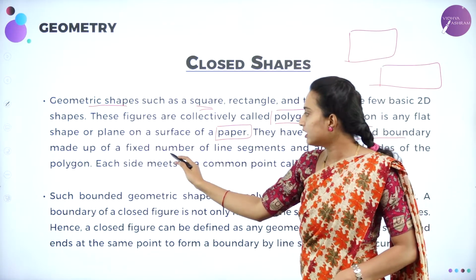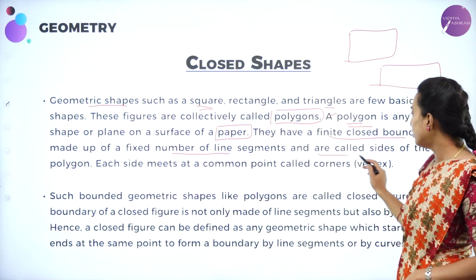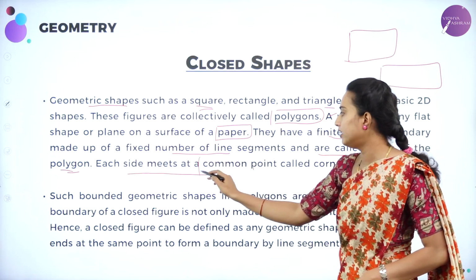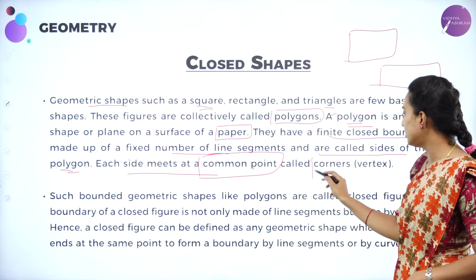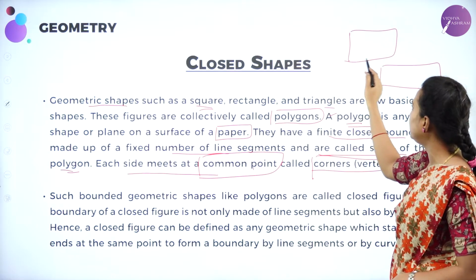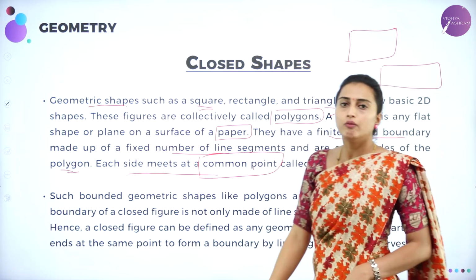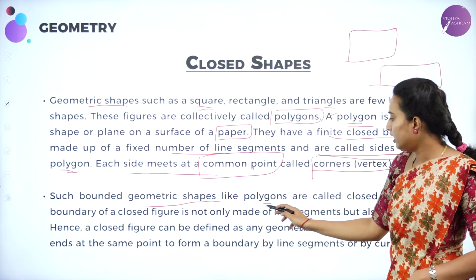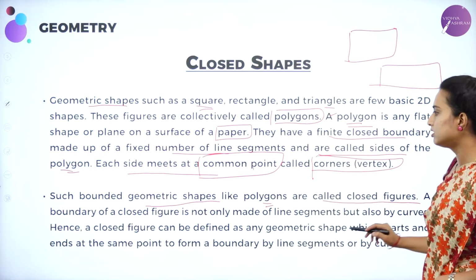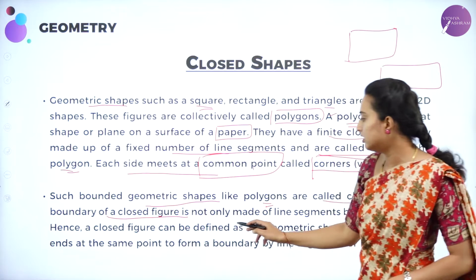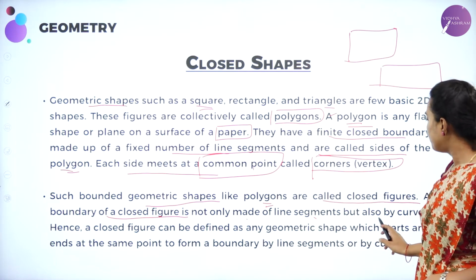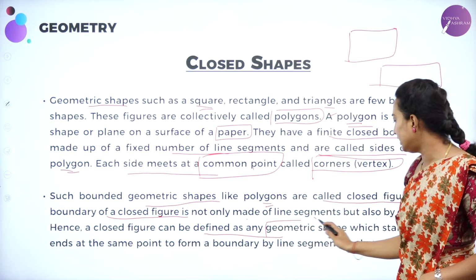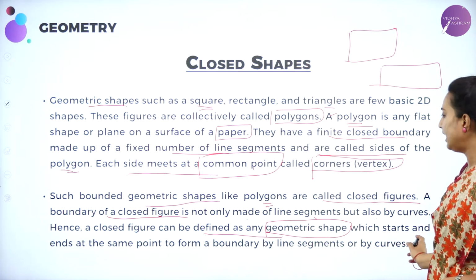Okay, made up of a fixed number of line segments, which are called sides of the polygon. Each side meets at a common point. You can observe, these are called the corners or the vertices. The common point where each side meets is going to be known as the vertex or the corner. Such bounded geometric shapes like polygons are called closed figures. The boundary of a closed figure is made up of not only line segments but also curves, and hence closed figures can be defined as any geometric shape which starts and ends at the same point.